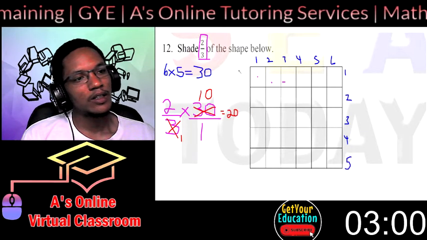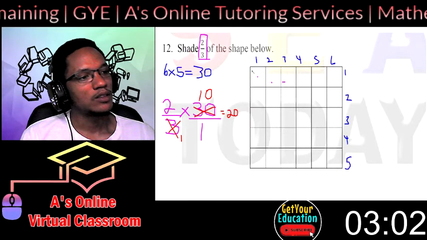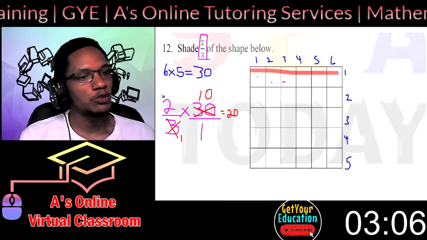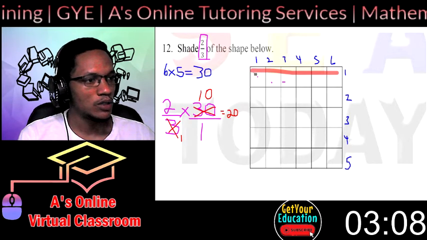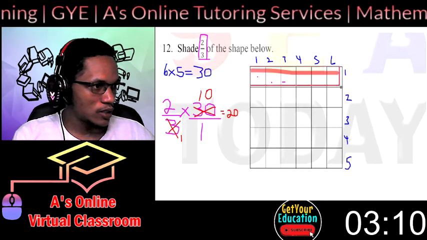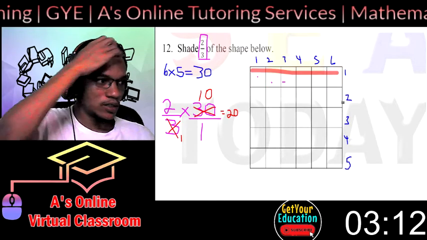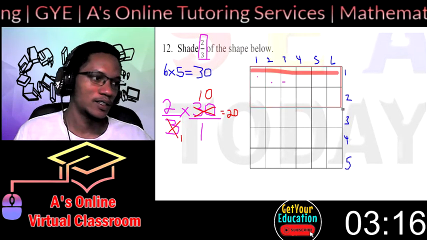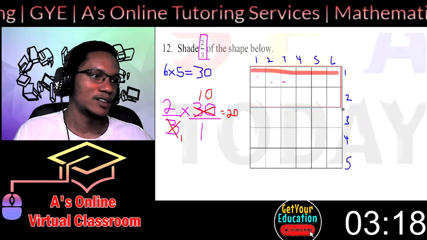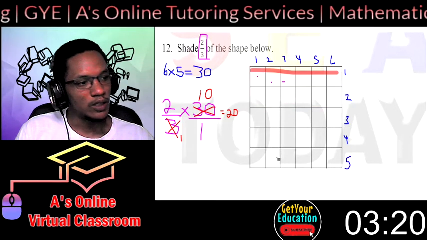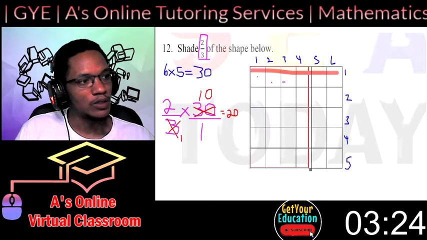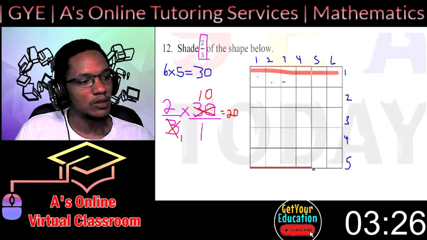And we can take our time and shade. That will take a while, so I will just use my smart board. So this is 6, this will be 12, we want 20. Alright, so it might be better if we do it like this. And this is 5, 10, 15, 20.